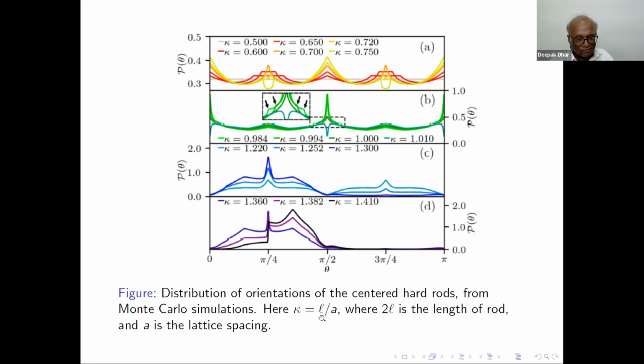And so here, L is the length of the rod and A is the lattice spacing. What we are varying is kappa, which is the ratio of these two parameters. Okay, so what is this P of theta? P of theta is the orientation probability, the probability density of the orientations in equilibrium. And this A, B, C, D corresponds to the figures A, B, C, D that you showed? Yeah, they are just different ranges of kappa. In one range, you see this behavior. In another range, you see this behavior. In the third range, you see that. If I put all of them in one plot, it will be too confusing. Yeah, thank you. Okay.